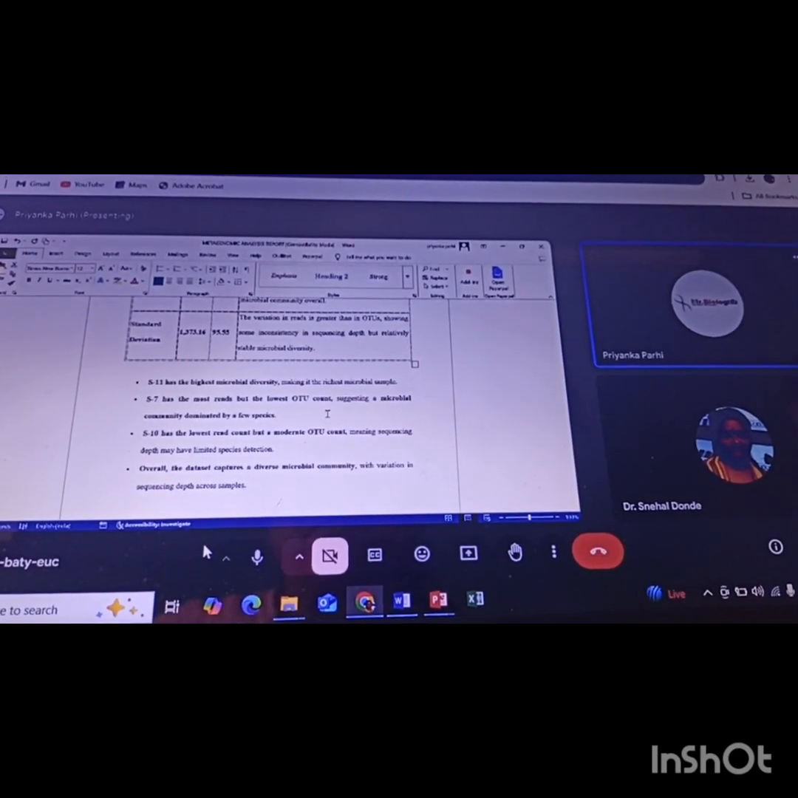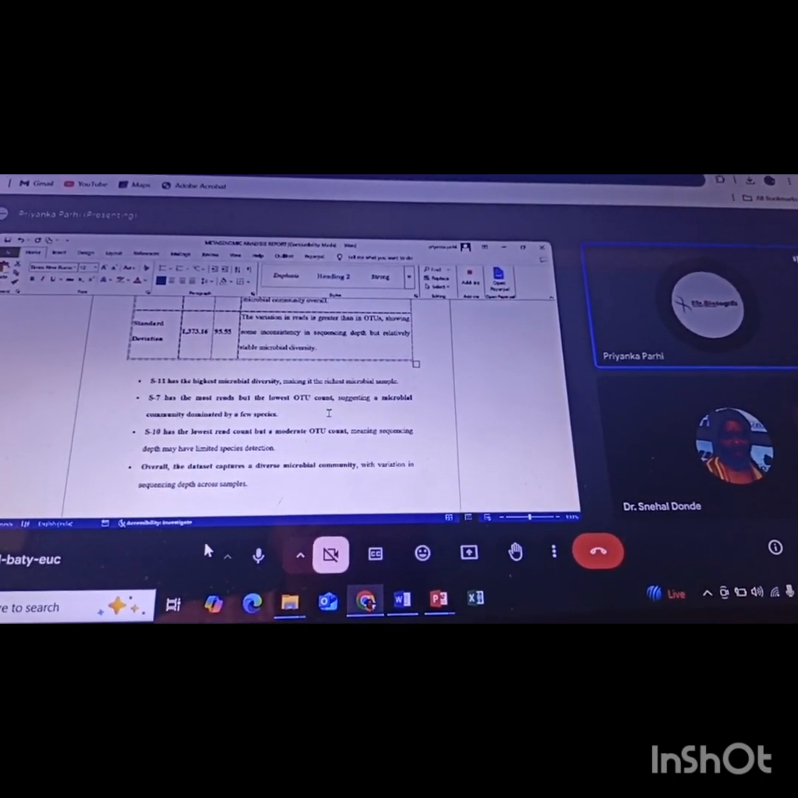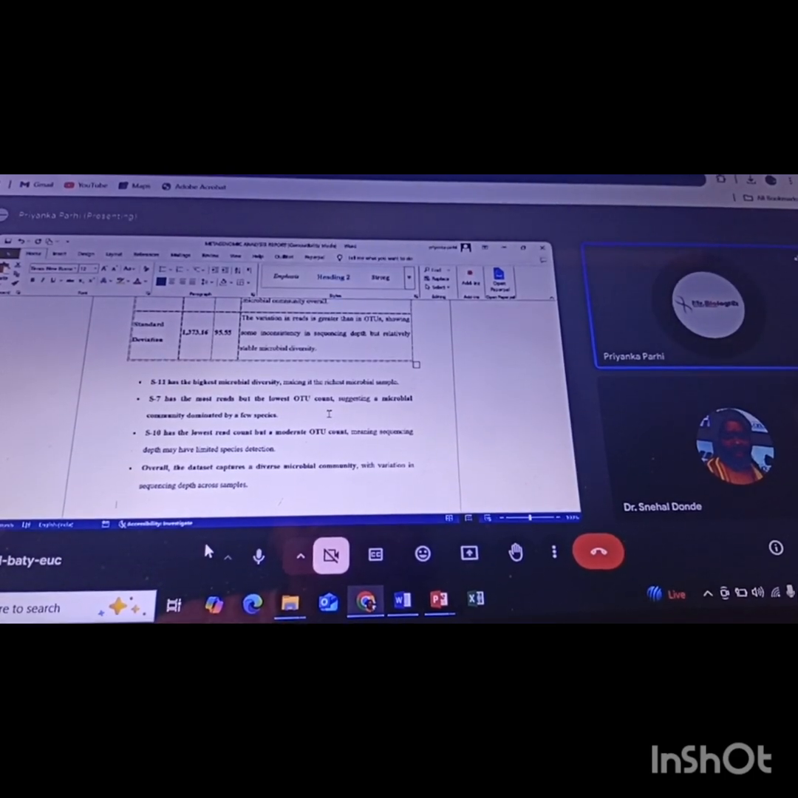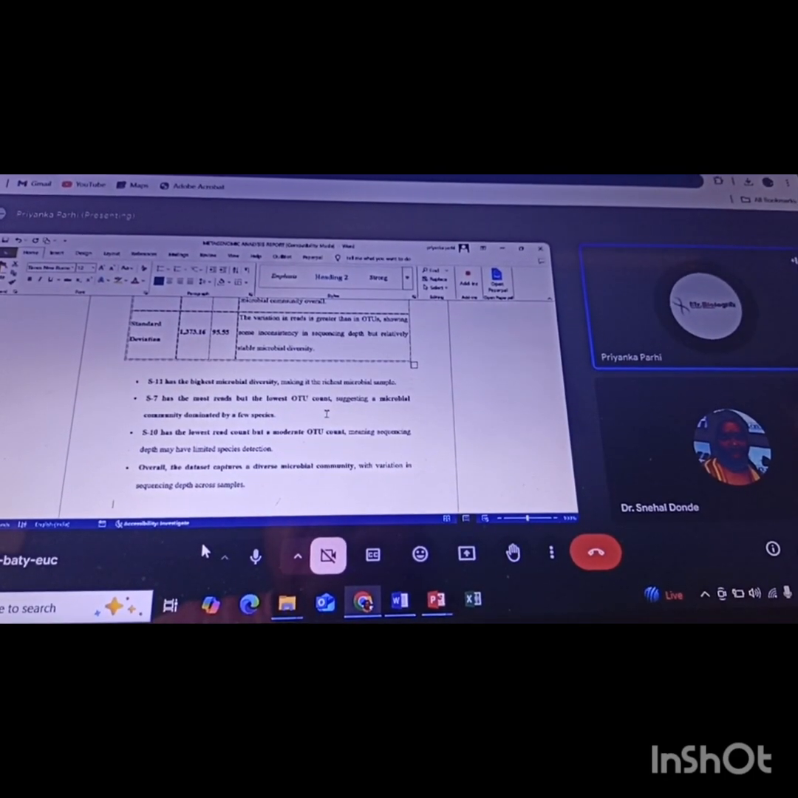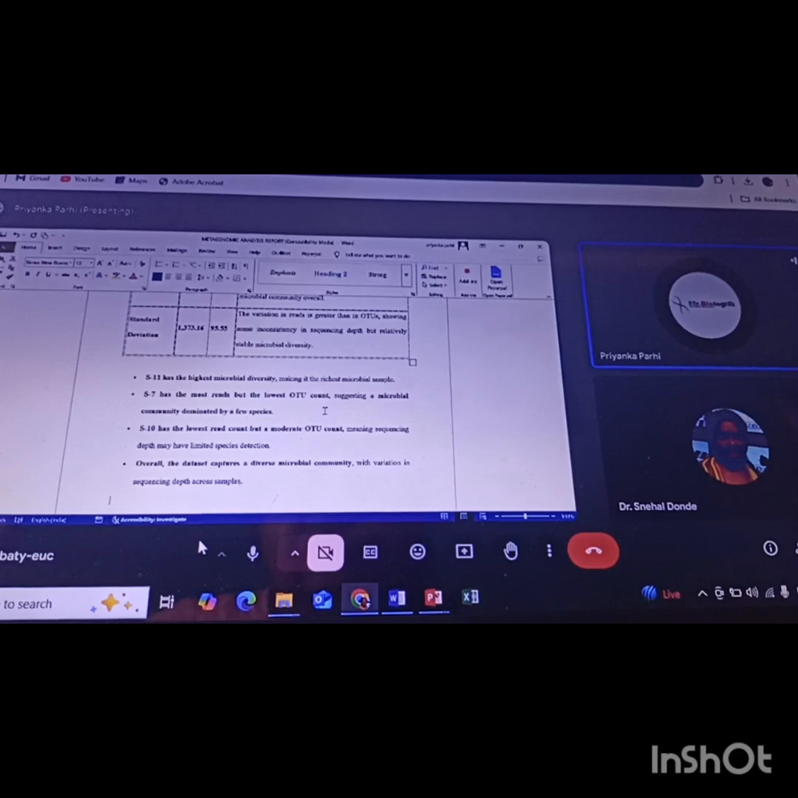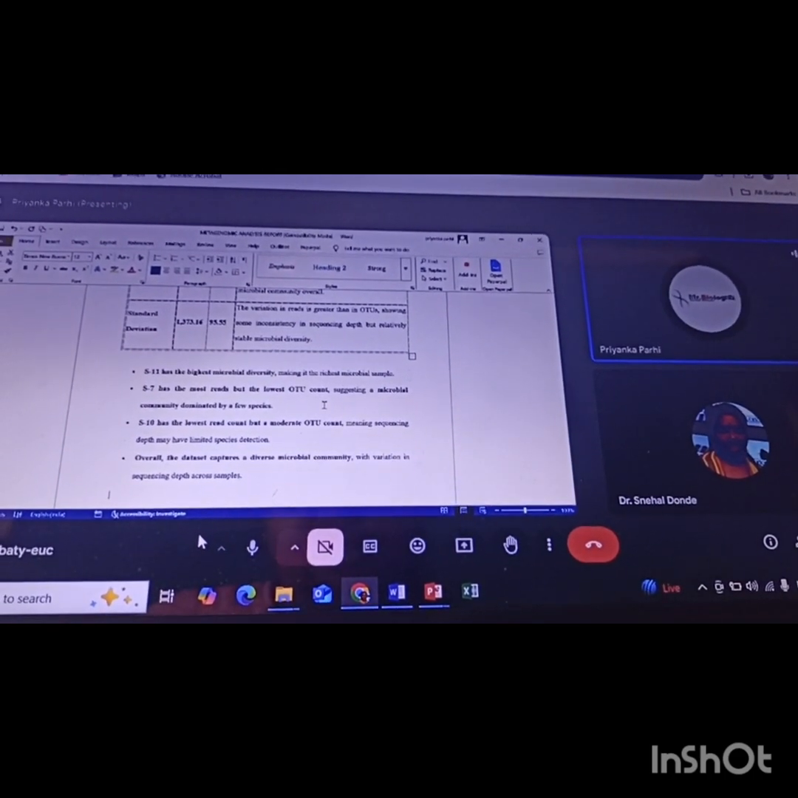S11 shows the highest microbial diversity. Then S7 has the most reads but the lowest OTUs, suggesting the microbial community is dominated by a few species. It just means that one of the species is very dominant. Got it, I think that much is clear.